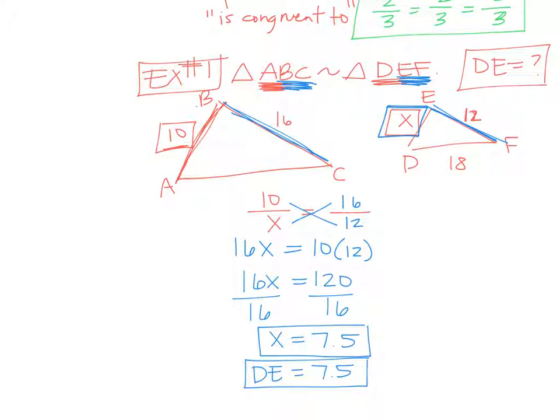Questions on that? If they don't ask you to find AC, then you don't have to. Yeah, you could right now, right? You could set up the proportion and solve for that, but we don't need to.